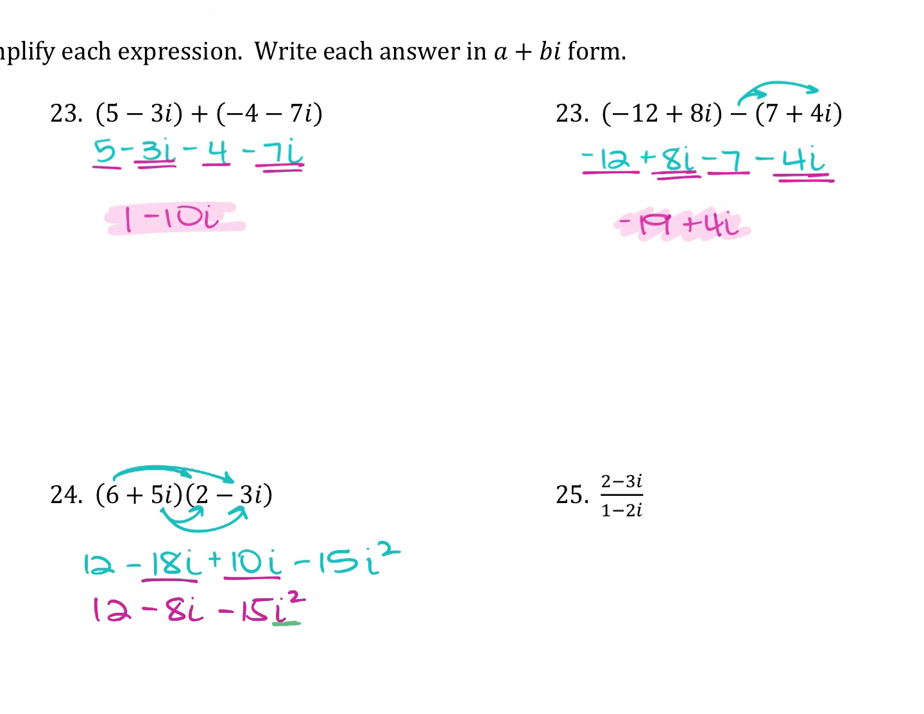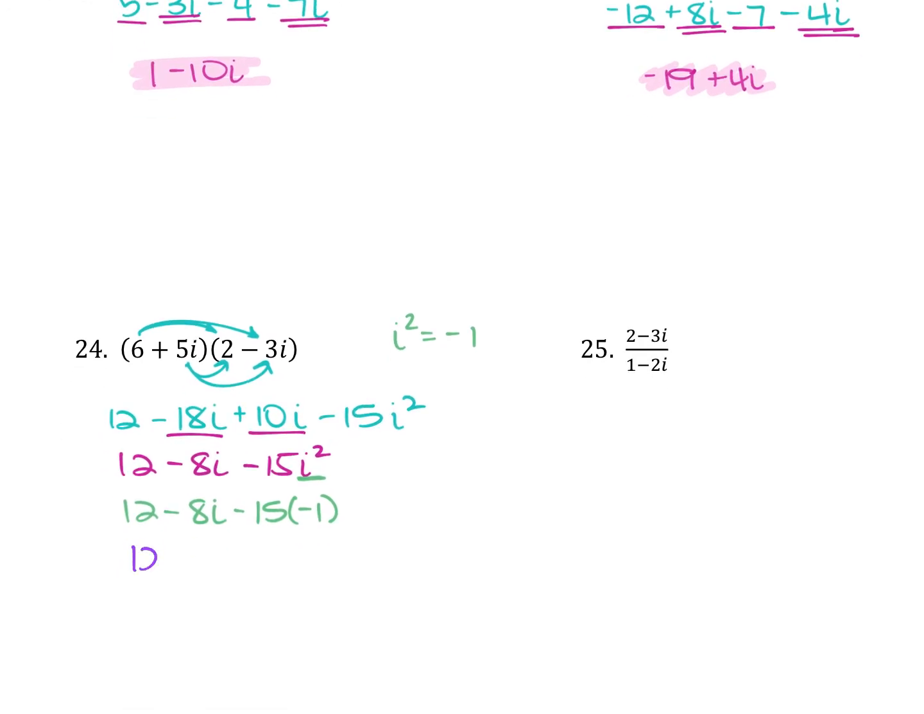That i squared is also negative 1. So i squared is equal to negative 1. If we change this up to be 12 minus 8i minus 15 times negative 1, this ends up becoming 12 minus 8i plus 15, since 15 times negative 1 is a positive 15. So from here, combine your like terms. The 12 and the 15 are like terms, which give us 27 minus 8i. That is in the form of a plus bi, so that is your answer.